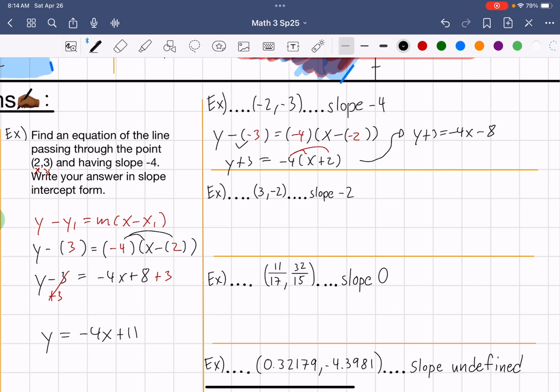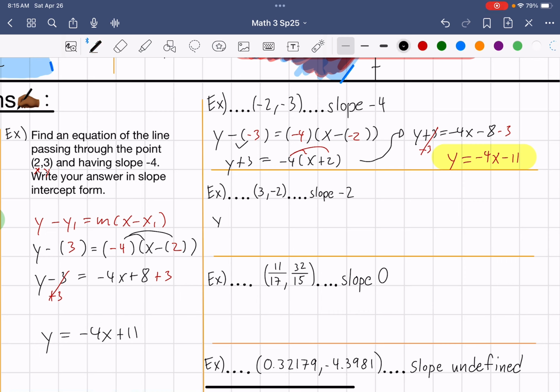And lastly, I just need to put in slope-intercept form if possible. I'm going to subtract 3 from both sides now. That cancels, and that leaves us with y is equal to -4x minus 11. And there is our equation. You can pause the video at any time and try these examples.